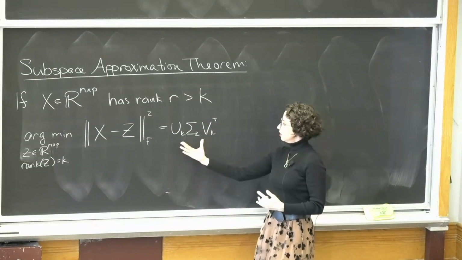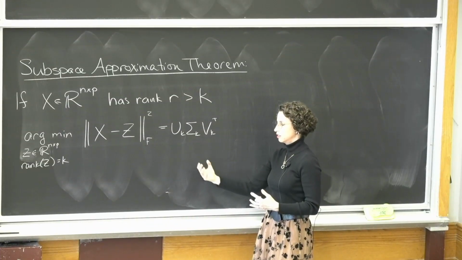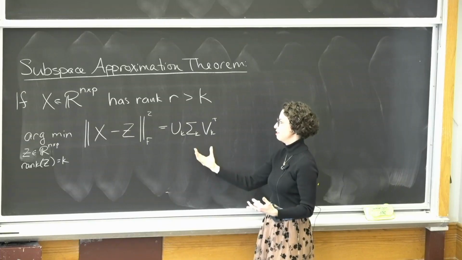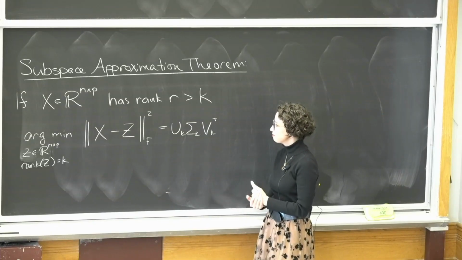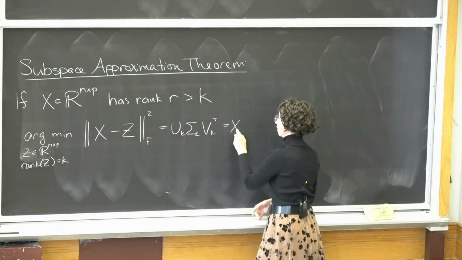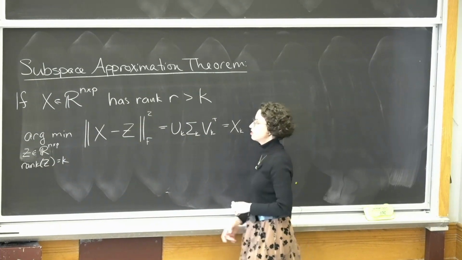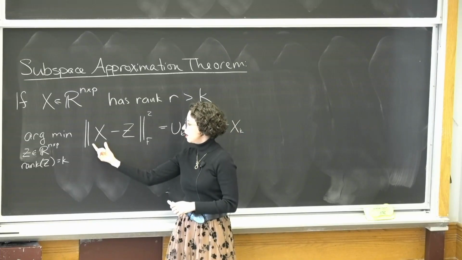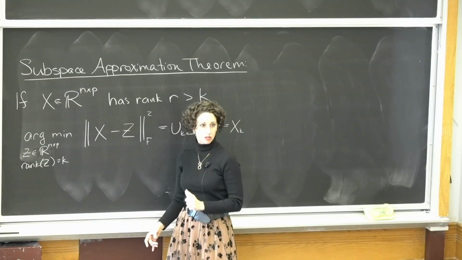So not only is the truncated SVD cutting off columns of U and sigma and V, but it also is giving us a new matrix. We've been calling this XK. That's the matrix as close as possible to X while being a rank K matrix.